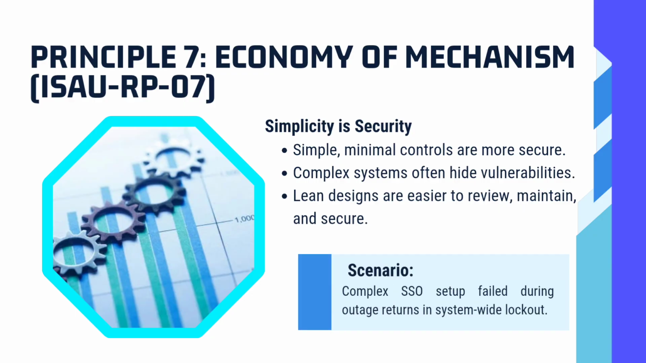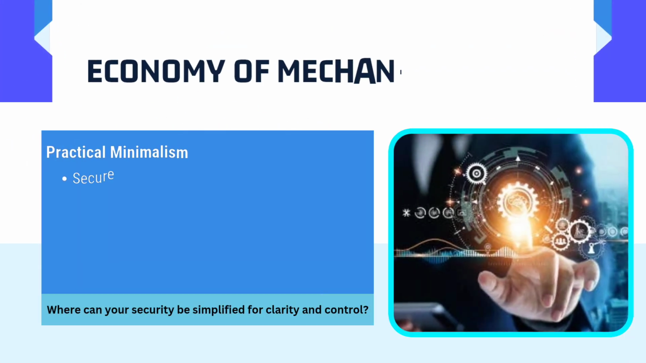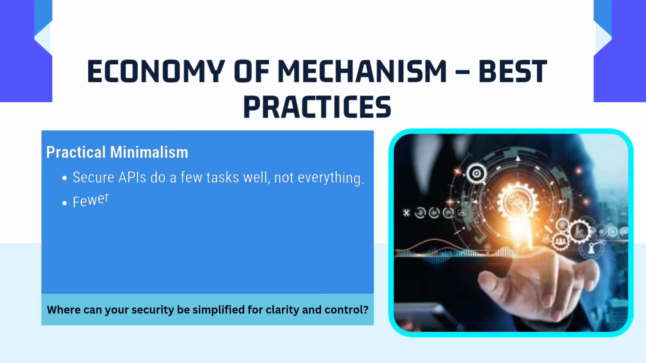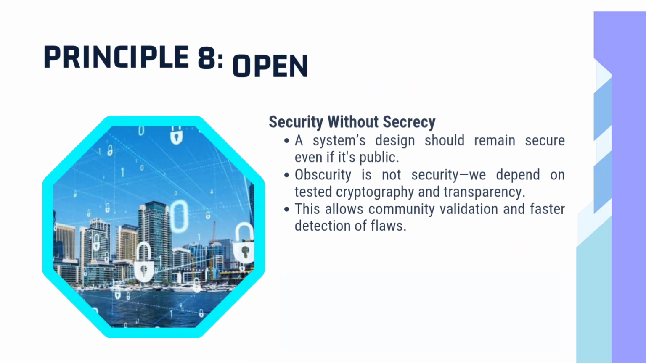4. The principle of economy of mechanism from the Institute of Security Architecture United, P7. Complex systems tend to hide vulnerabilities. The economy of mechanism pushes us to keep security controls minimal and straightforward. Simple code is easier to audit. Fewer features mean fewer bugs. That's why secure APIs often focus on doing a few tasks well rather than becoming bloated with unnecessary features. Less surface equals fewer bugs, and fewer bugs equals fewer vulnerabilities.